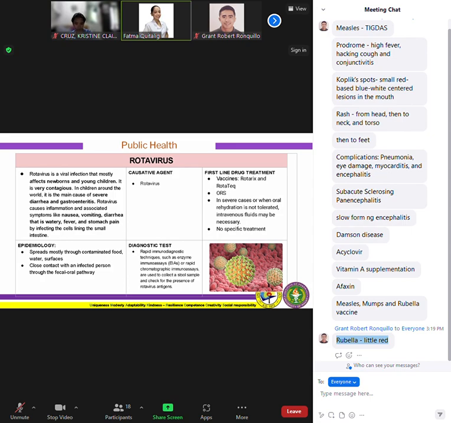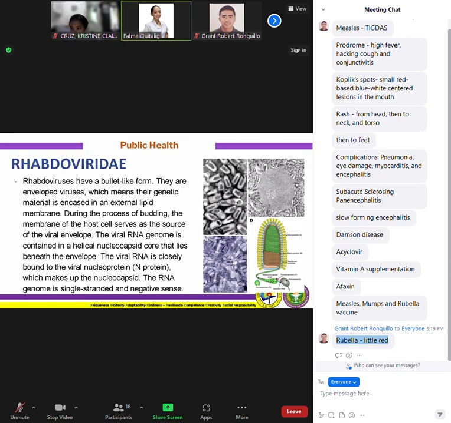So, ang diagnostic niya is clinical assessment and laboratory testing, and rapid immunodiagnostic techniques such as enzyme immunoassays, or rapid chromatographic immunoassay. They are used to collect a stool sample and check for the presence of rotavirus antigens. So these tests are frequently used in clinical settings and offer speedy findings. Ang first-line drug treatment niya is first is vaccines na Rotarix and RotaTeq. Then ORS. So kapag severe na yung cases, oral rehydration and intravenous fluids may be necessary. Tapos wala rin siyang specific treatment. Next.